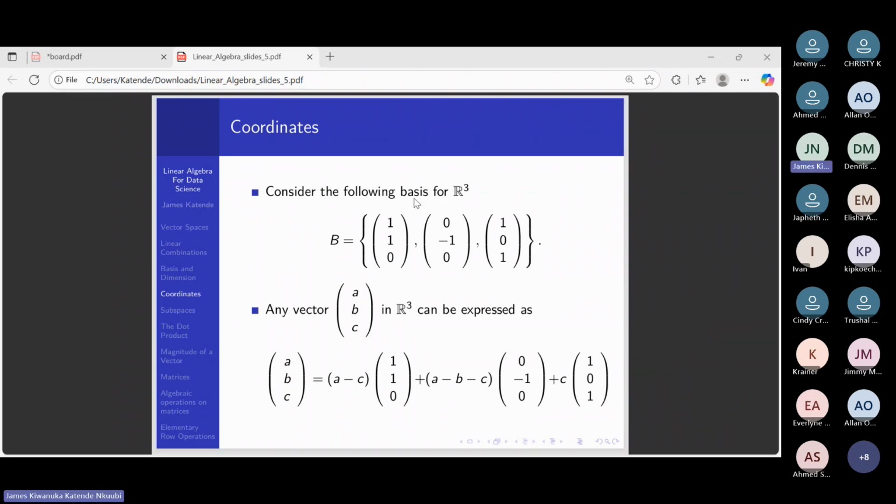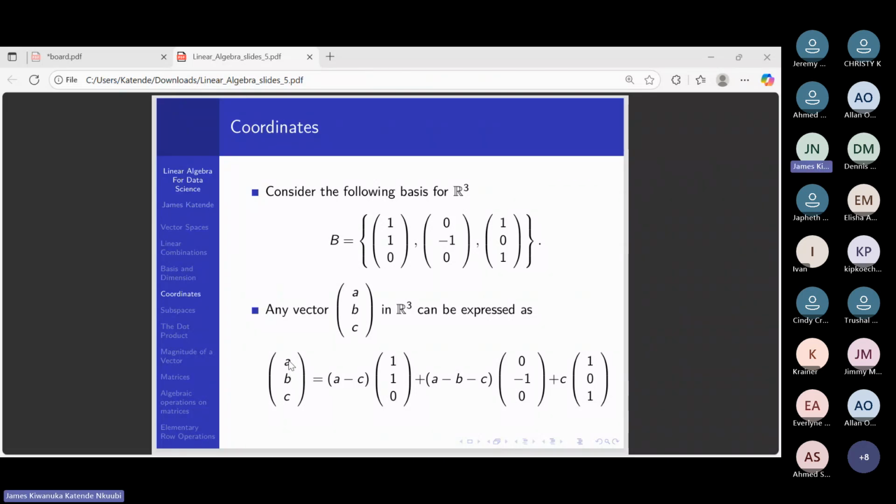So this one says, consider the following basis for R3. So this is a basis for R3. For now, you'll just have to believe that this set of vectors is linearly independent and also spans R3. In other words, if you pick any vector ABC in R3, you can show that this is how you can express it as a linear combination of these vectors in the basis.